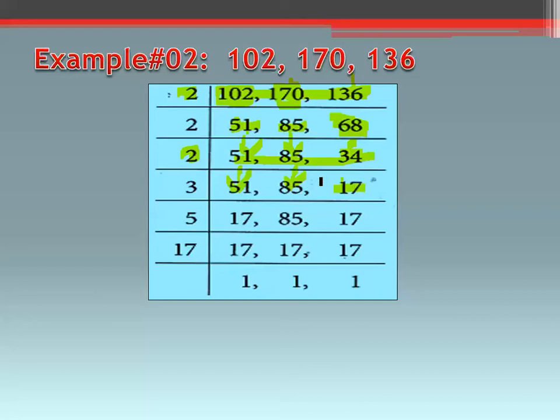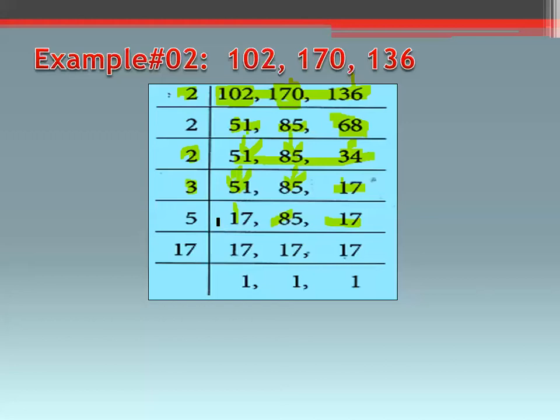Now check, can you divide 17 by 3? No. Can you divide 85 by 3? No. But you can divide 51 by 3. How? 3 into 1 is 3. Here 2 will be left, so you will carry 2 to the next number, and your next number will become 21. So 3 into 7 will become 21. So 51 can be divided by 3, but not 85 and 17. So it's okay. You will copy it down as it is.